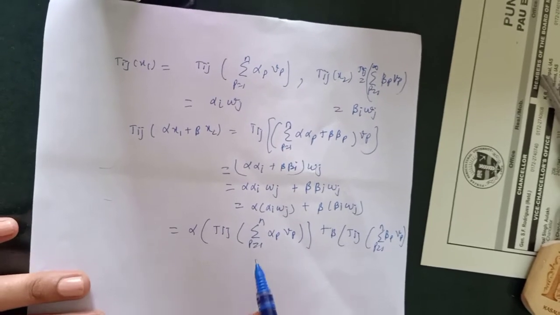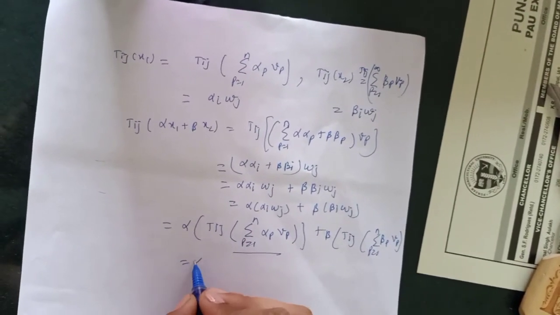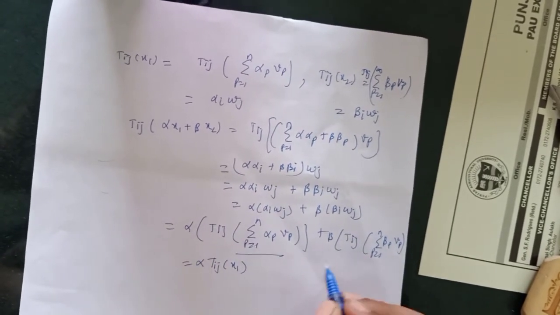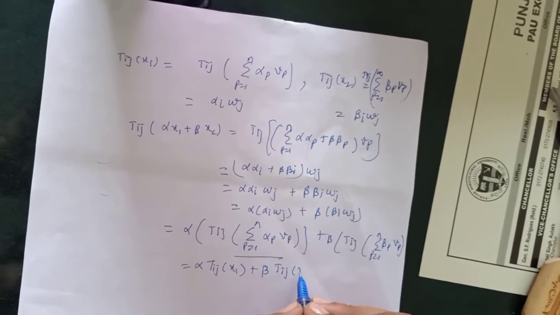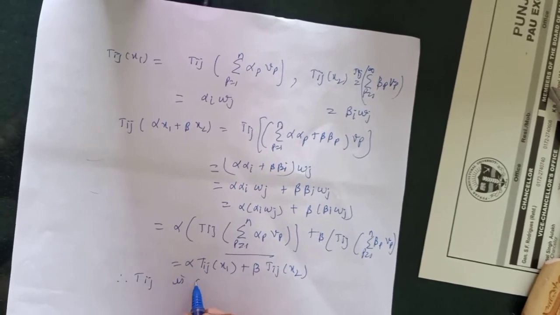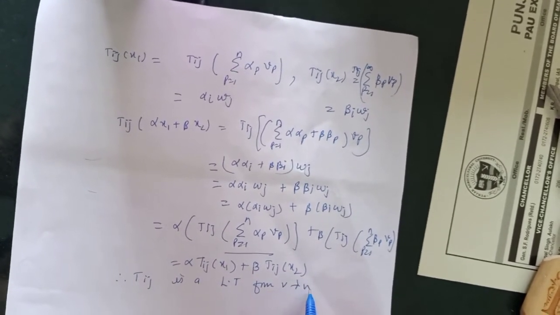If you can observe, what is this vector? It is x1. So this is alpha Tij of x1, and this vector is x2, so this is Tij of x2. Therefore Tij is a linear transformation from V to W.